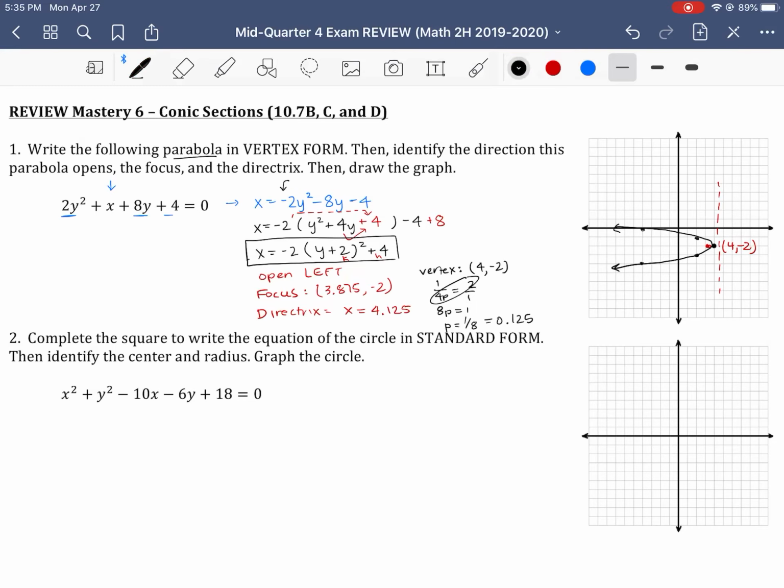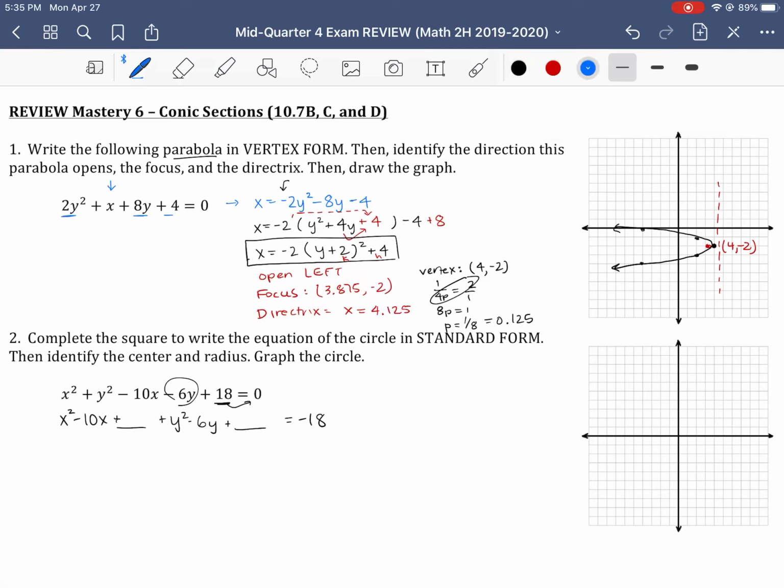We know that this one is a circle or an ellipse because it has an x squared and a y squared. That means it can't be a parabola because it has both squareds. So we're just going to move things around so that the x's are by each other. So x squared minus 10x. I'm going to leave a gap there so I can complete the square. Then I have my y squared here and then my negative 6y. Again, I'm going to leave a gap and I'm going to move that 18 onto the other side. So we're going to subtract it over to the other side.